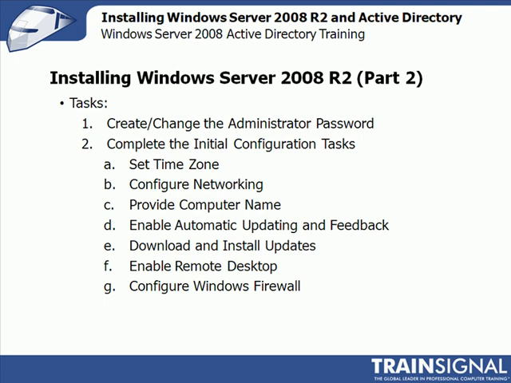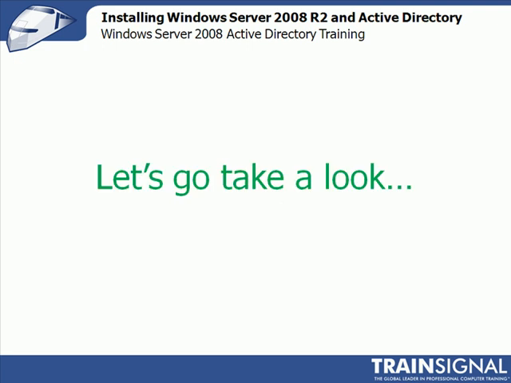What are some of these tasks? Things like setting your time zone, configuring networking, like giving it an IP address, giving it a computer name, deciding whether you want to enable automatic updates and/or feedback, downloading and installing the latest updates, always a very good idea. And I will tell you, there are some additional steps that I'm skipping here because we're going to do them outside of the initial configuration task utility. But a couple extras that we're going to have here are enabling remote desktop and configuring Windows Firewall. So these are all the things that we're about to do. So what do you say we go ahead and get started?